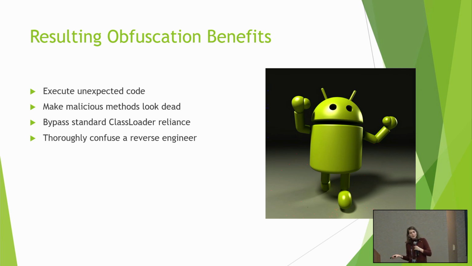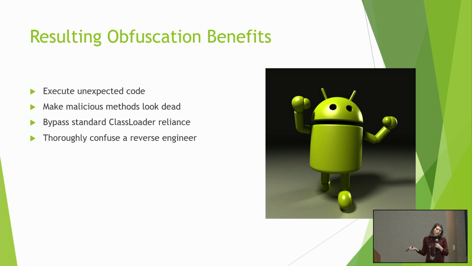But if you're able to successfully do this, some of the resulting obfuscation benefits are pretty cool. So you're able to execute some unexpected code. And if you remember that dead code technique of obfuscation, this actually makes it look like the methods that you're replacing are dead, because if you open up your decompiler and hit the cross-references button, it will usually show any method calls that actually call your method, but that'll just show you a blank list. You're not going to see any calls to this.